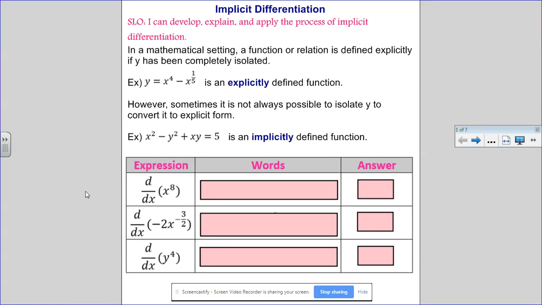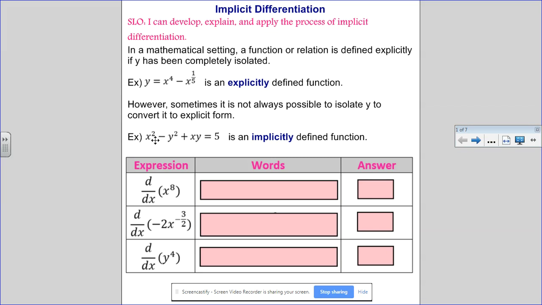So today we're going to be looking at implicit differentiation. In a mathematical setting, a function or relation is defined explicitly if y has been completely isolated. So this would be an example where y is completely isolated from x on either side of the equation. Sometimes, however, it's not possible to isolate y and convert it to an explicit form.